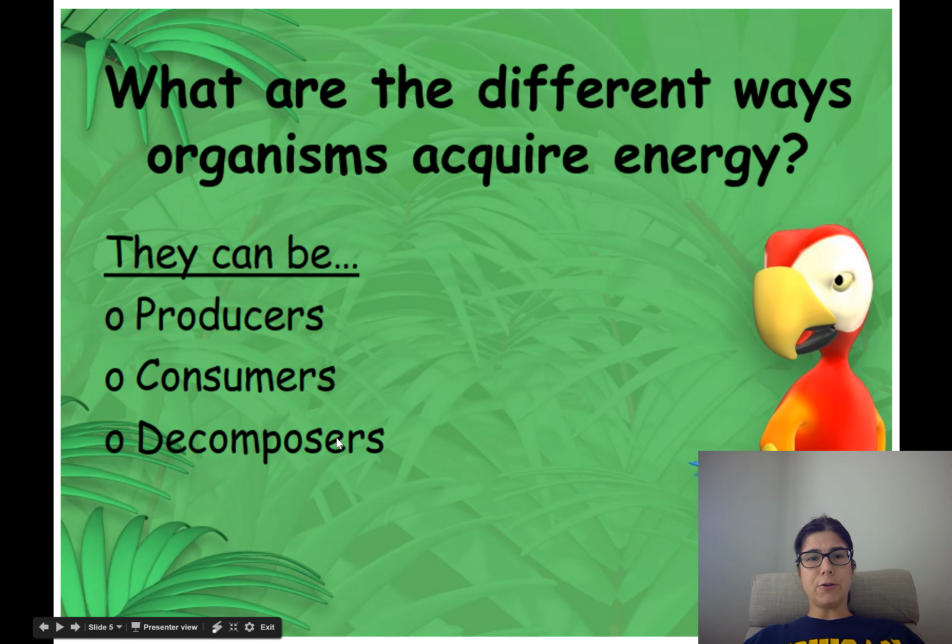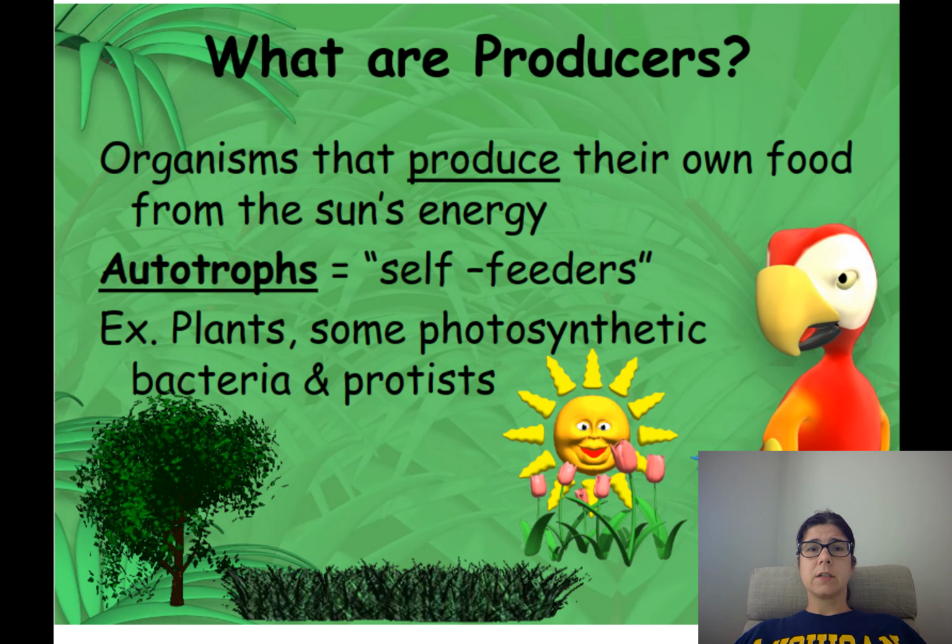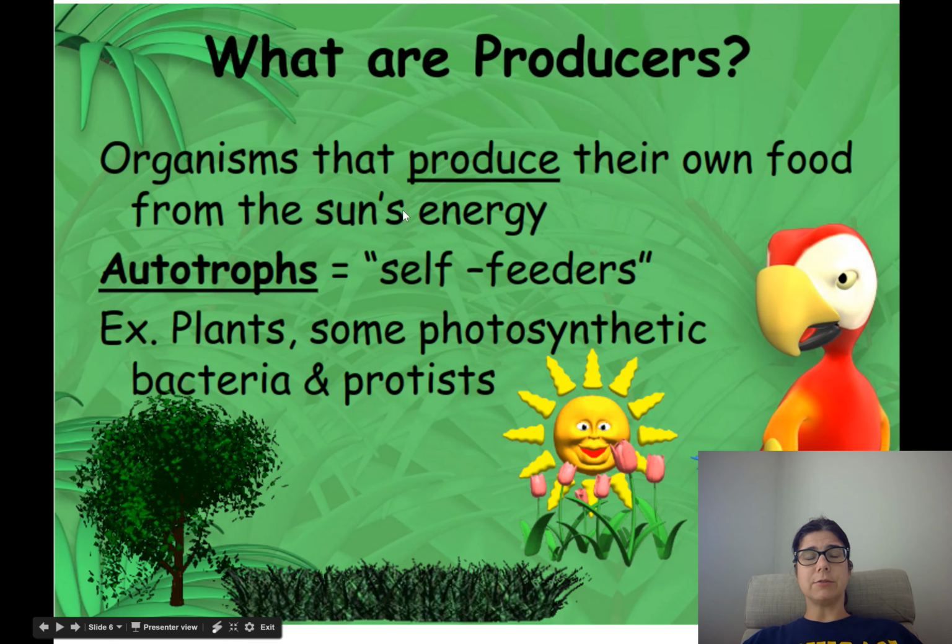Well, they can be producers, which are the plants around us. They can be consumers like us, or they can be decomposers. Organisms that produce their own food from the sun's energy are producers, hence the word produce. That means they make their own food. They don't need other organisms to make it for them. These are also called autotrophs, which means self-feeders. Auto meaning self, and troph meaning feeder.